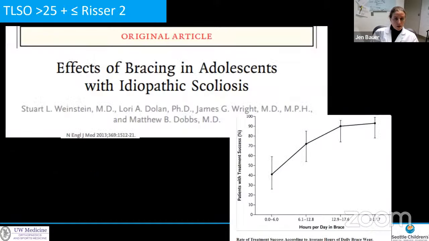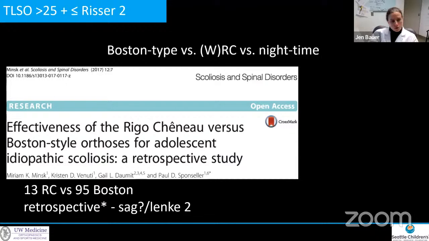This is the landmark study, the BRACED trial, that taught us about this bracing and what the dose effect was for how many hours. So if you wear a brace down here on the right for at least 18 hours, the patients in this trial were 90% successful at avoiding the need for surgery. These were mostly very basic TLSOs called Boston TLSOs or Wilmington TLSOs. Now we have a more advanced or at least a newer TLSO, a Wood Rigo Chanot or a Rigo Chanot, a WRC brace. And so there's been a number of comparisons between these braces and the old braces to figure out if they are better to use.